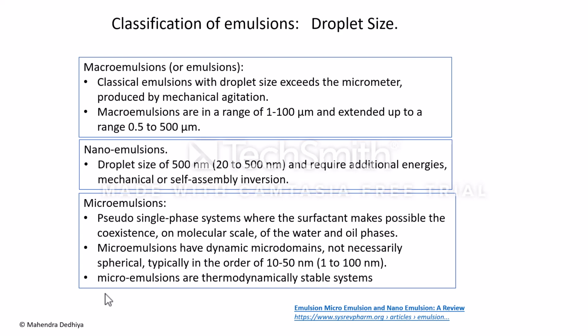The most interesting are microemulsions. They are not single phase. There are three different components in there. They're biphasic, two phases, but they behave like a single phase because of the surfactants used. Microemulsions are not necessarily spherical, and they're typically very small, 10 to 15 nanometers. And microemulsions are thermodynamically stable. That's the main advantage of microemulsions.